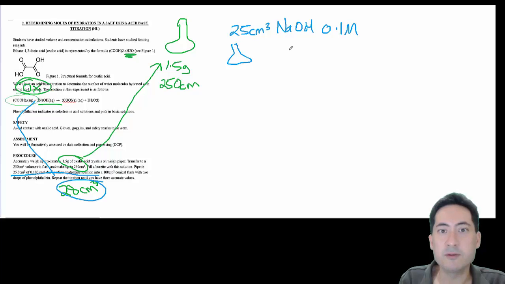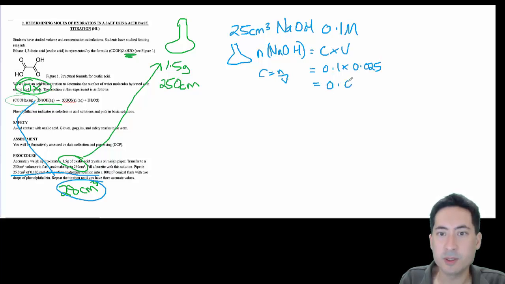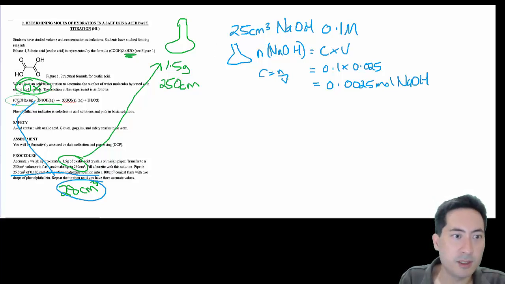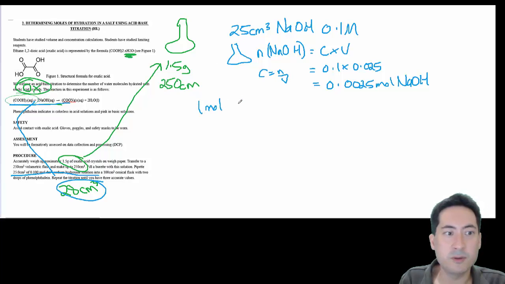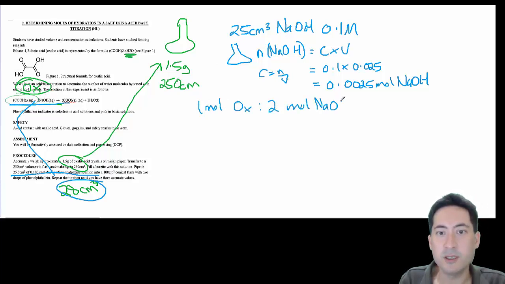And so let's go to the conical flask. The number of moles of NaOH that you were neutralizing: concentration equals number of moles on volume, so it's C times V, and so it's 0.1 times 0.025. And so what you were neutralizing was 0.0025 moles of NaOH. Okay, and so the ratio is 1 mole of oxalic acid to 2 moles of sodium hydroxide.